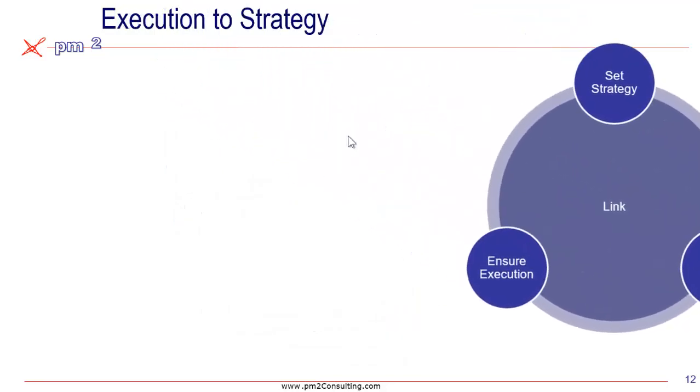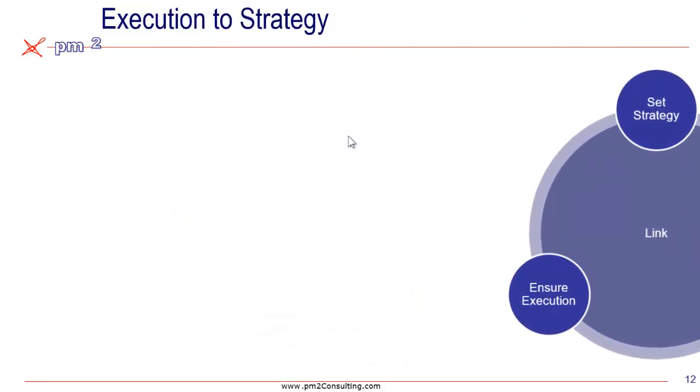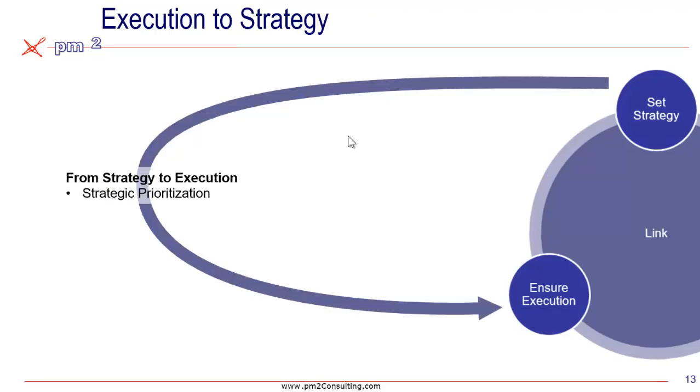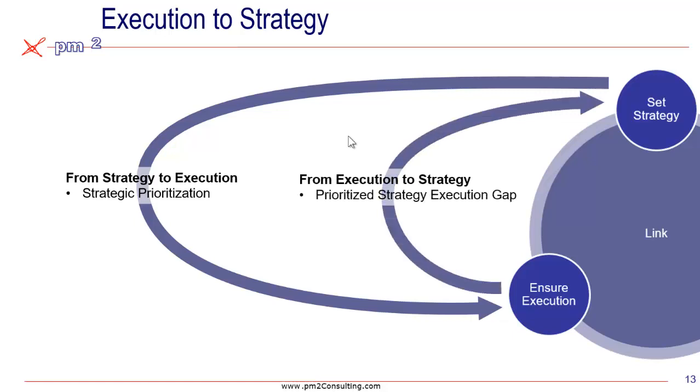The final section, of course, is between execution and strategy, and that's a bit more straightforward. The strategy is just going to tell the execution what our prioritization is and clear, crisp communication. And the feedback loop is about the prioritized strategy execution gap.